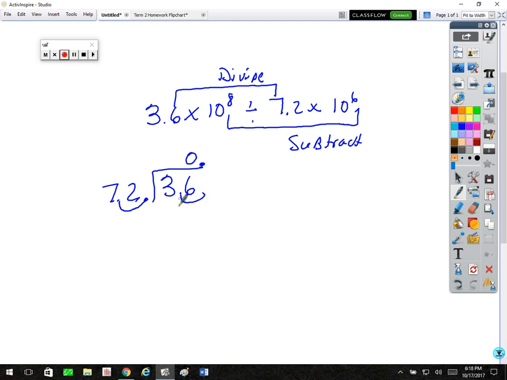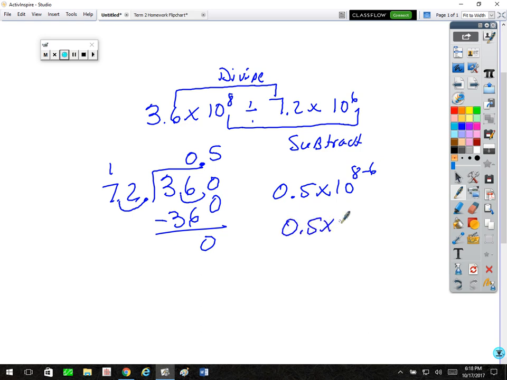72 will not go into 36. So we're going to add a 0. Let's see how many times will 72 go into 360. Well, I know if I estimate 72, 36, I'm going to try 5. Let's just see. 5 times 2 is 10. Carry my 1, 35, 36. Look at there, I got lucky. Alright, so my coefficient is 0.5 times 10 to the 8th power minus 6.